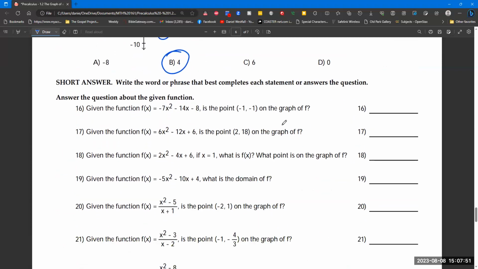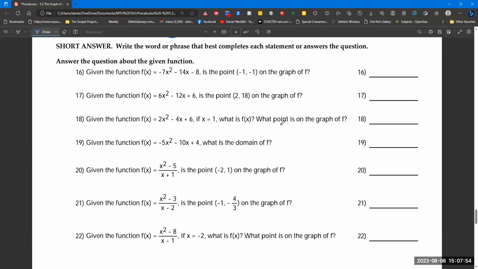We'll come back and do these next problems with the whiteboard in our next video.